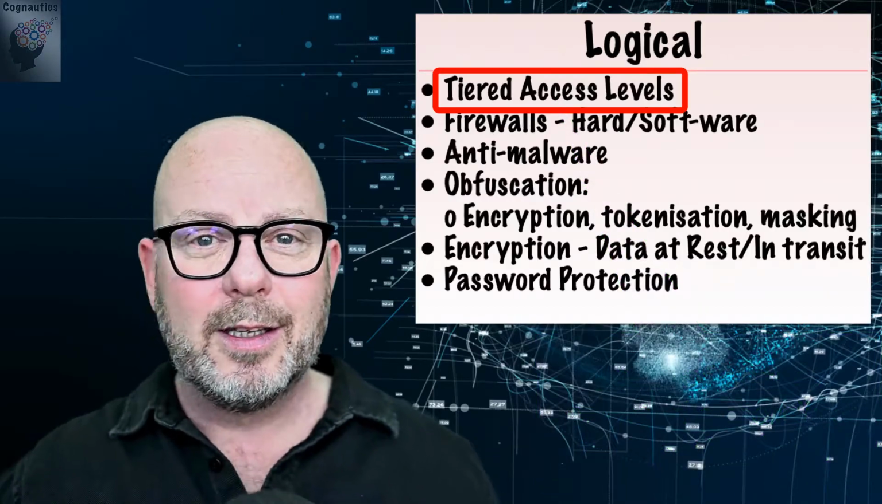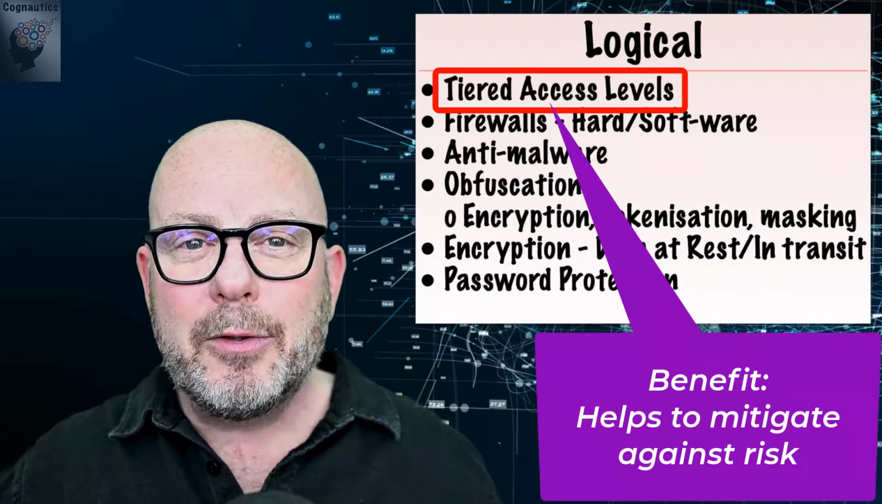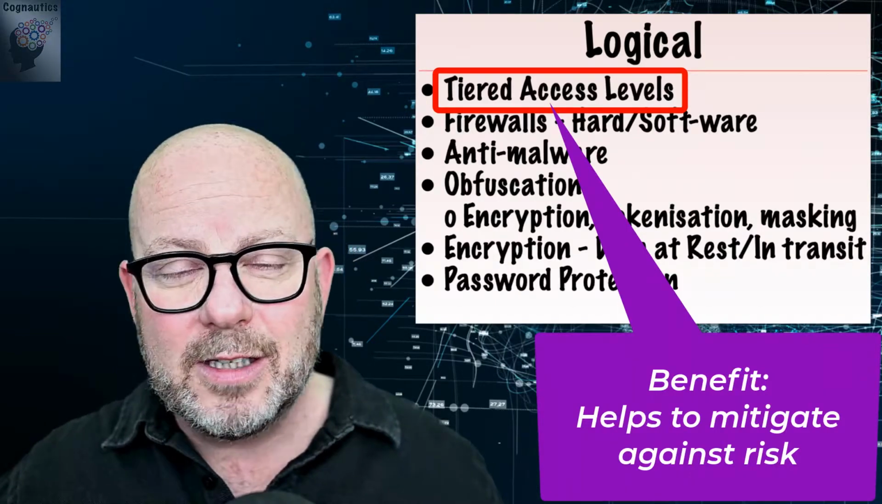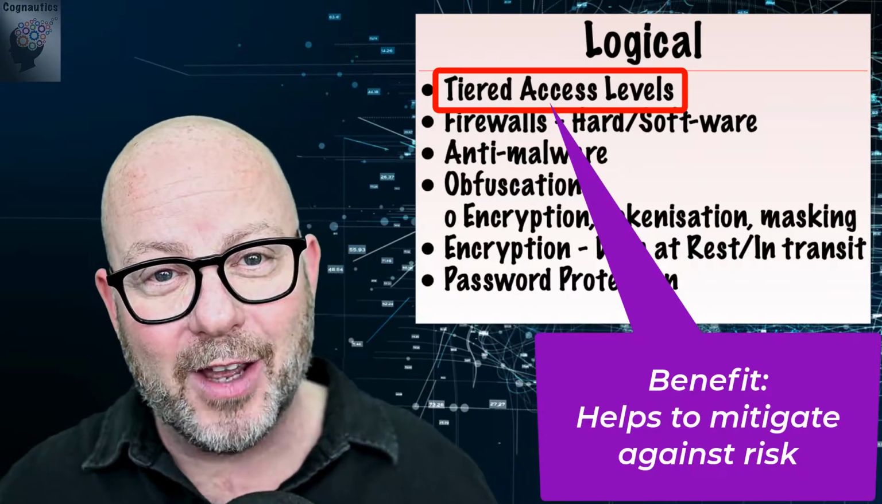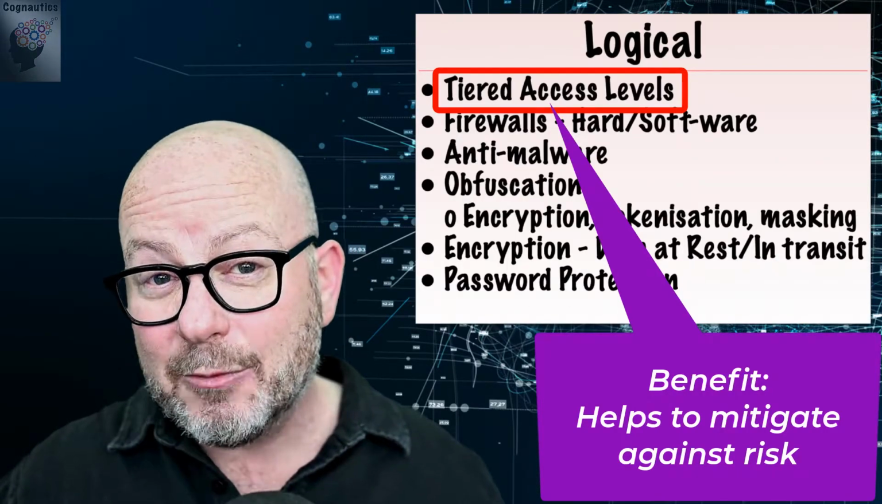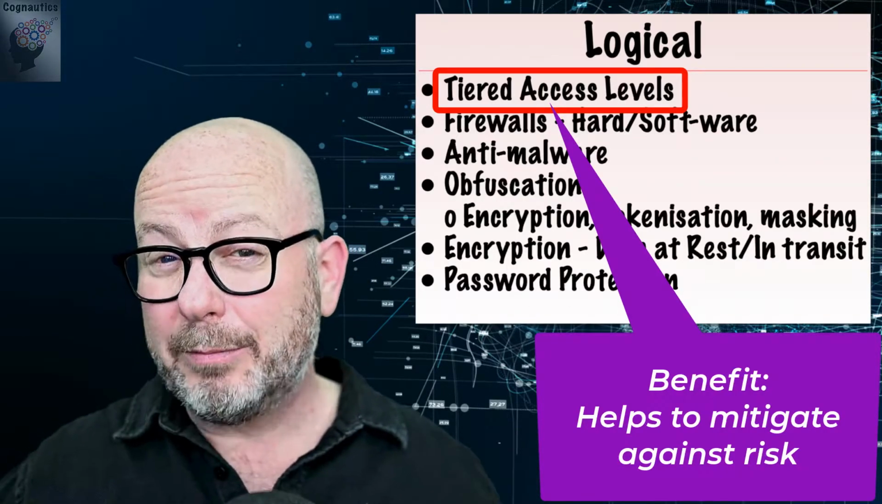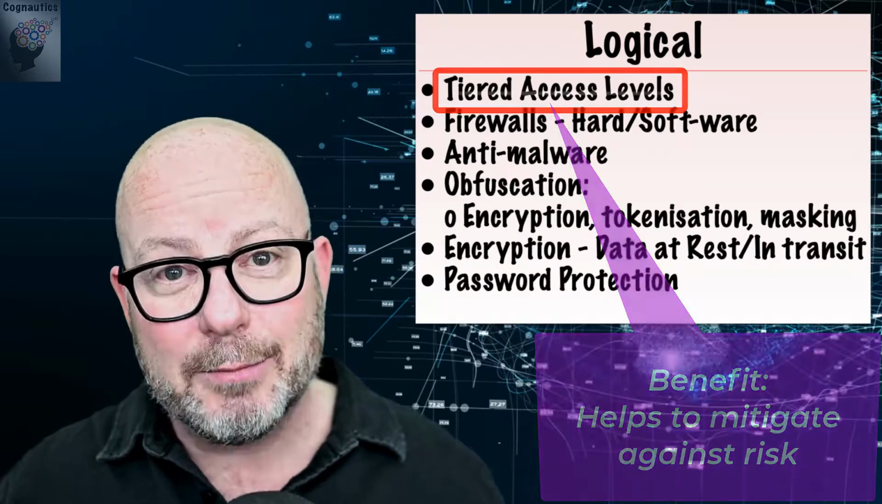The benefit here is clear. A tiered access system enables a bank to mitigate against data theft or fraud. Notice I'm using the word mitigate rather than prevent, because in many cases, it's impossible to prevent any wrongdoing whatsoever. You're simply looking to limit the amount of damage that any particular activity will cause.